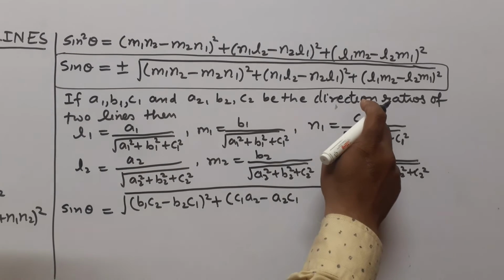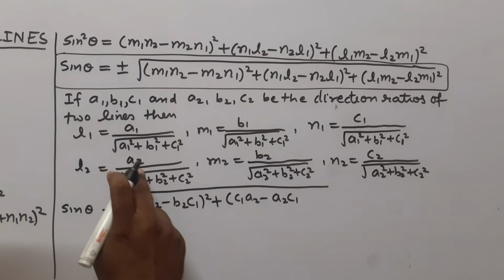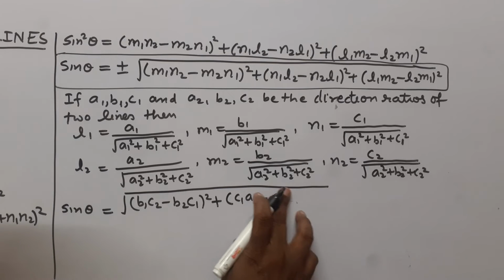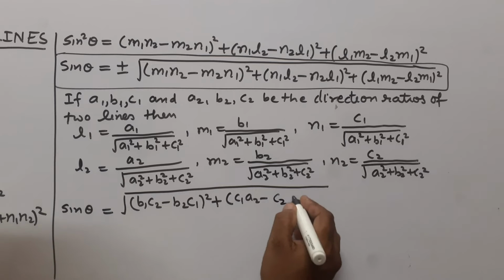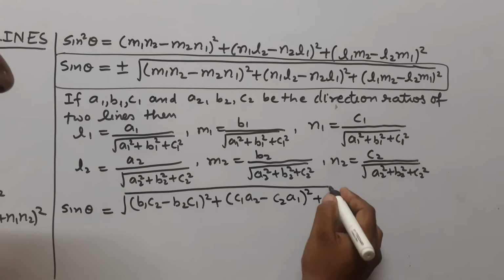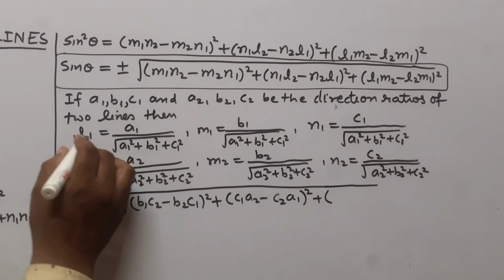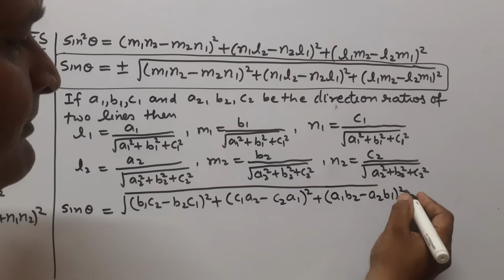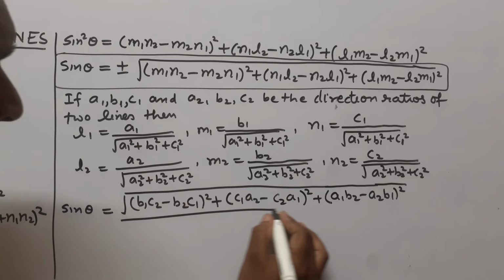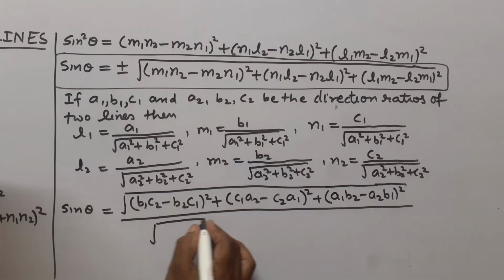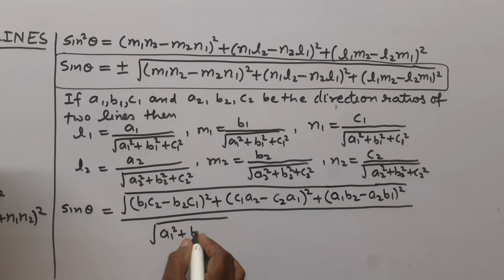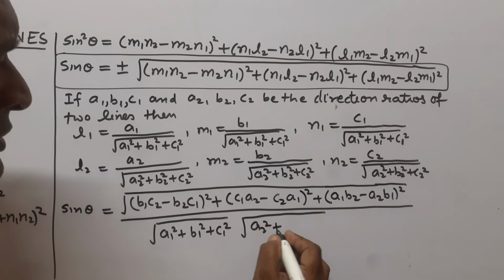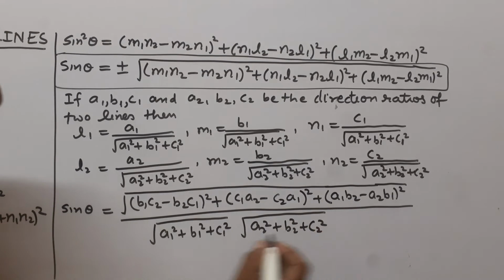N1 is here, C1, and L2 is here, A2. C1 A2 minus this is C2. So this can be written as (C2 A1) whole square plus, here we write L1 M2, that is (A1 B2 minus A2 B1) whole square, divided by under root A1 square plus B1 square plus C1 square, under root A2 square plus B2 square plus C2 square.